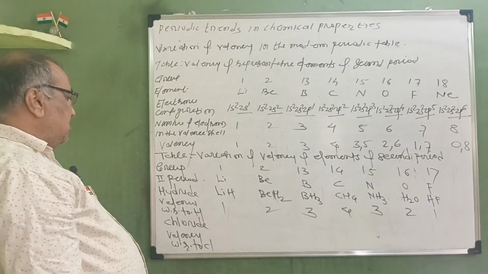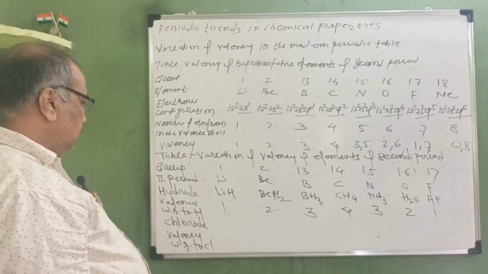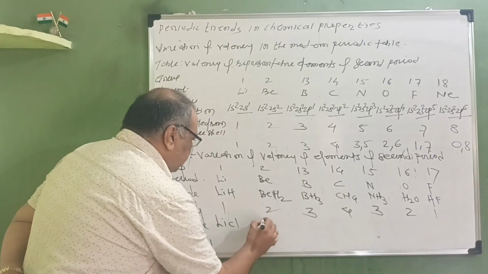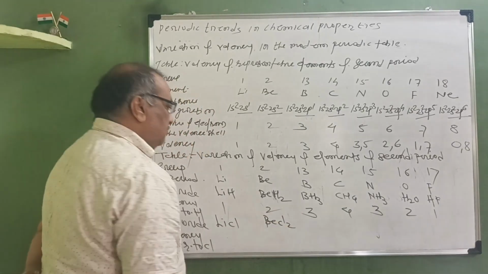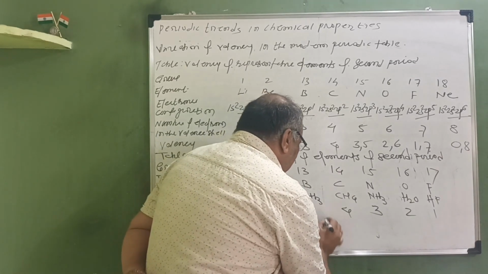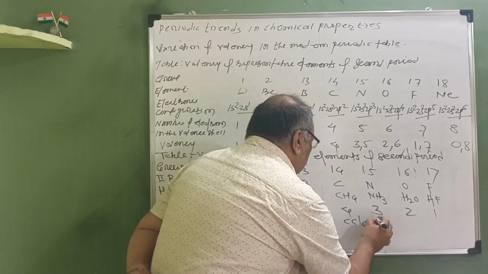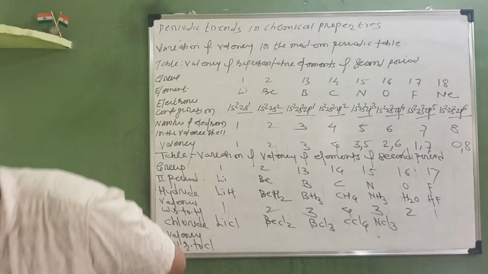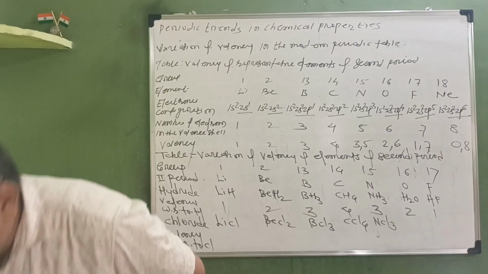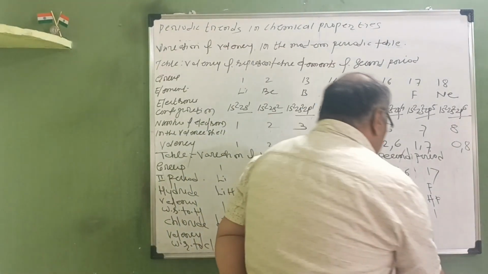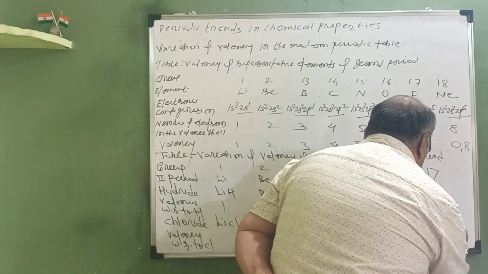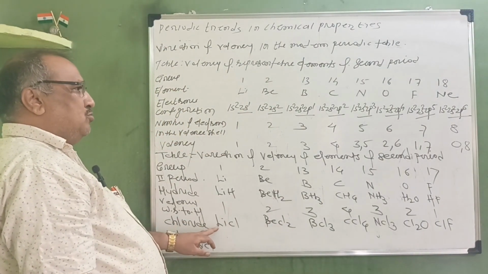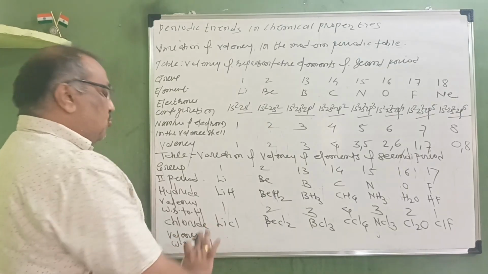Then write down valency with respect to, here write down first chloride: LiCl, BeCl2, BCl3, CCl4, NCl3, Cl2O, and here Cl. Now here only one chlorine atom is attached to the lithium, so valency of chlorine is monovalent.